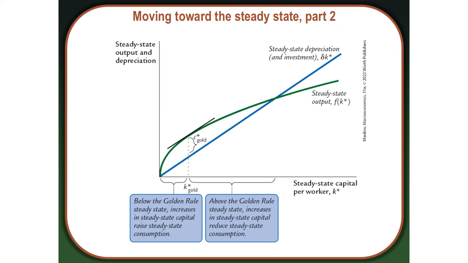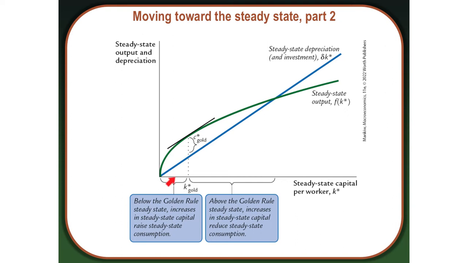Okay, and so we know that in steady state, investment equals depreciation. So this fraction right here from the blue line down to the x-axis must be how much we're investing. Remember, everything that we don't invest in this model, we are consuming. So the blue line up to the green line, the production function, must be our consumption level. So this optimal level of capital per worker, what we call the golden rule level, is the particular steady state that maximizes consumption per worker.